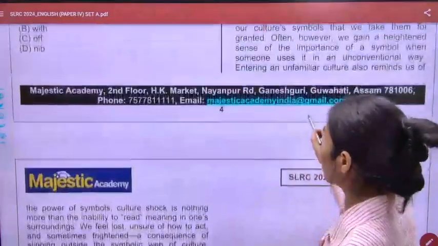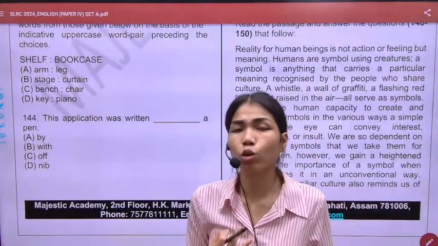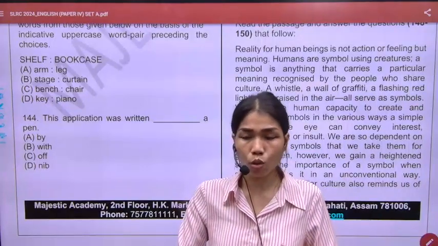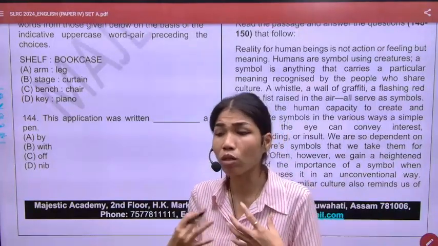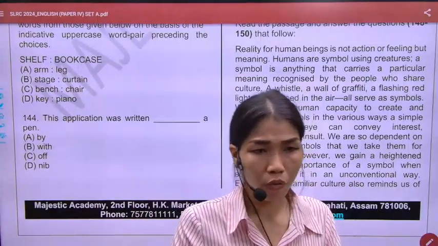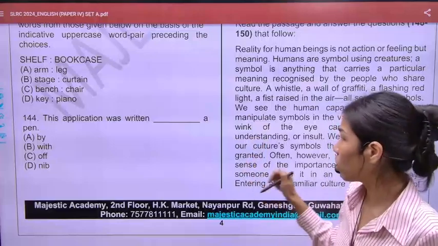Symbol means in the passage it was said that we as a human use signal to communicate with each other. So once you lose the connection with the people, or once you stop understanding somebody else's signal, so we kind of feel like alienated from that person. So this is what they're talking about in the passage.